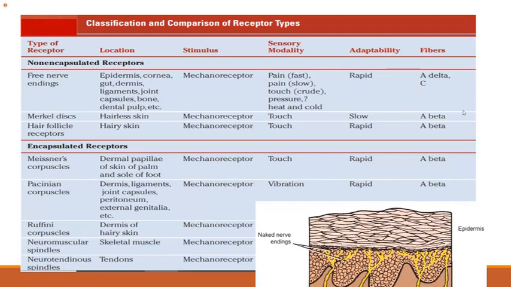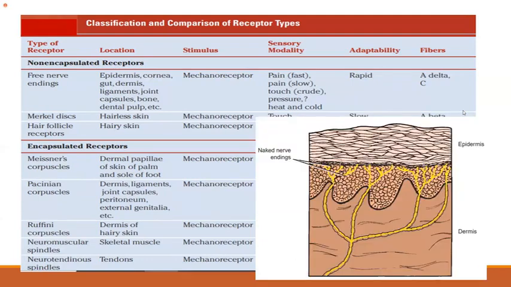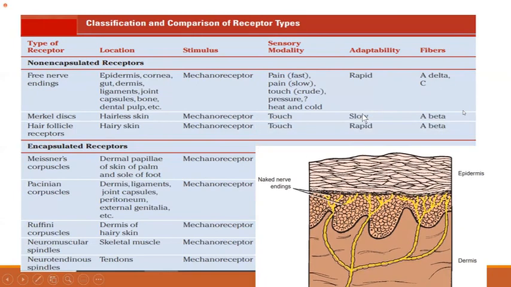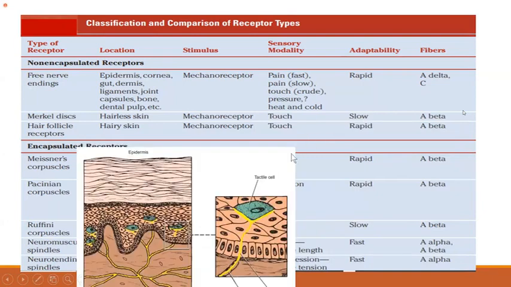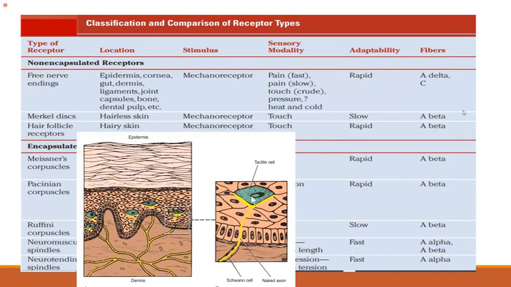They are found in our skin. They are associated with pain, touch, hot and cold sensations, and they are unmyelinated and therefore slow to conduct. Then come Merkel discs. They respond to touch. They are a type of mechanoreceptor. They respond to touch and they are supplied by A beta fibers.